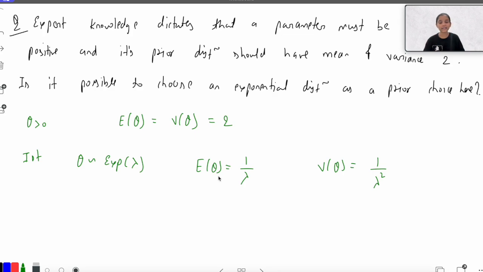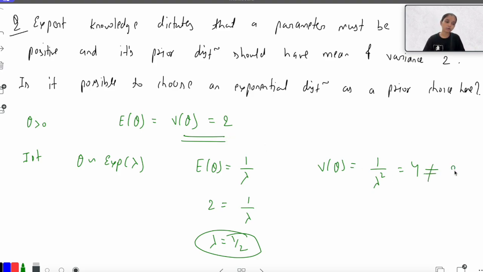Okay, now expectation of theta is equal to 2, that is equal to 1 by lambda. By comparing, I got the value of lambda, that is coming out to be 1 by 2. Now if I put this value in the place of variance, we will be getting 4, and here it is saying that the variance has to be 2. So that is not equal to 2.